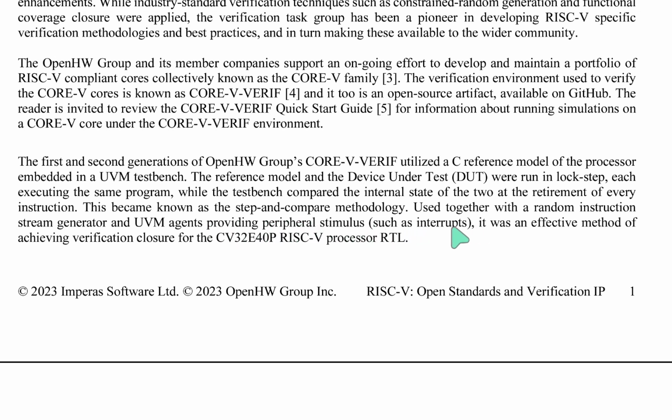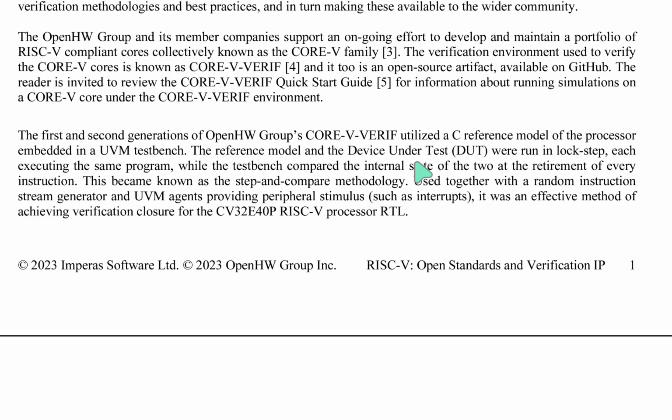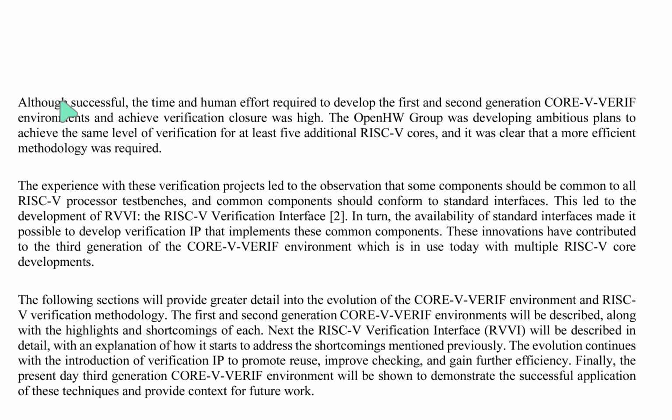It was an effective method of achieving verification closure for the CV32E40X RISC-V processor RTL. Although successful, the time and human effort required to develop the first and second generation CORE-V-VERIF environments and achieve verification closure was high. The OpenHW Group was developing ambitious plans to achieve the same level of verification for additional RISC-V cores, and it was clear a more efficient methodology was required.